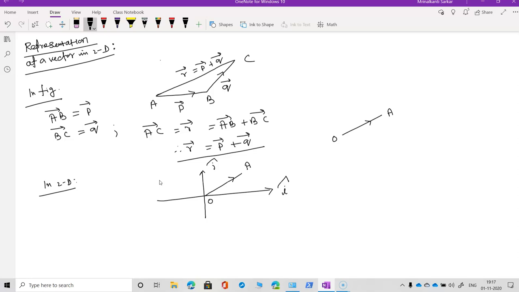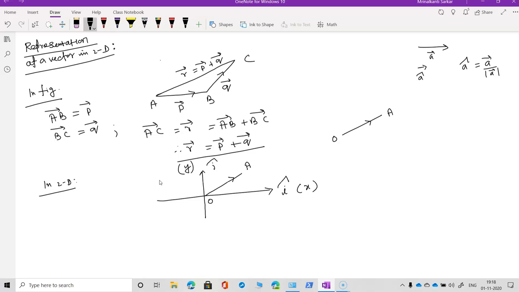Now what is the advantage? This is your x-axis here and this is your y-axis. And you know the significance of unit vector. Along the direction of vector A, unit vector has magnitude, A cap, that is equal to A by mod A. So this is A cap vector.